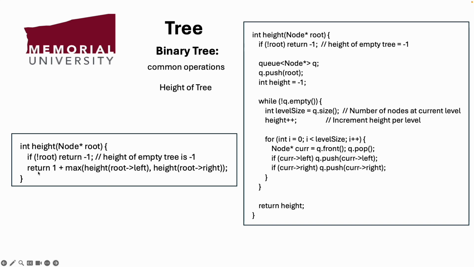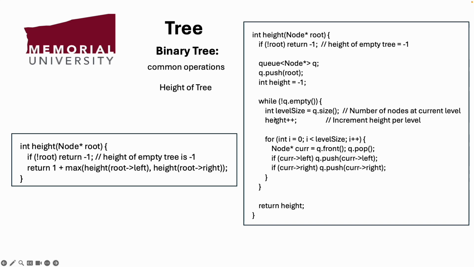Otherwise, we process recursively. Find the height of the root left, and process recursively the height of the root right. Whichever is the larger number is returned, plus the initial value 1, to find the height of the tree. So it's pretty straightforward to find the height of a tree in the recursive way.